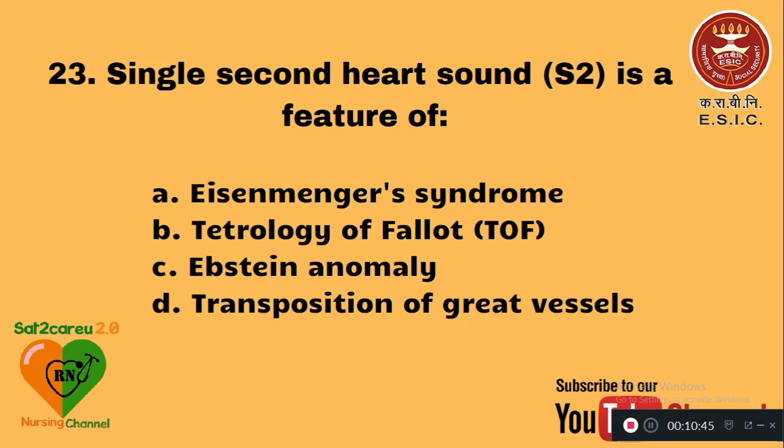23. Single second heart sound S2 is a feature of option A, Eisenmenger's syndrome, B, Tetralogy of Fallot, C, Ebstein's anomaly, and D, transposition of great vessels. This is a characteristic feature of option B, Tetralogy of Fallot.